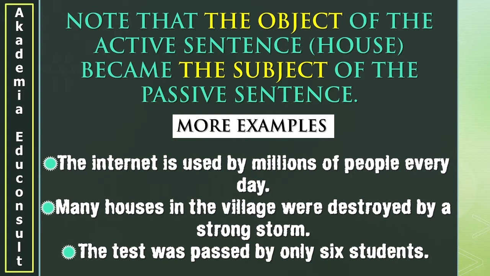Let's see more examples. The internet is used by millions of people every day. Many houses in the village were destroyed by a strong storm. The test was passed by only 6 students. In these sentences, our previous objects have now become the subjects, and that is how you know a passive structure.